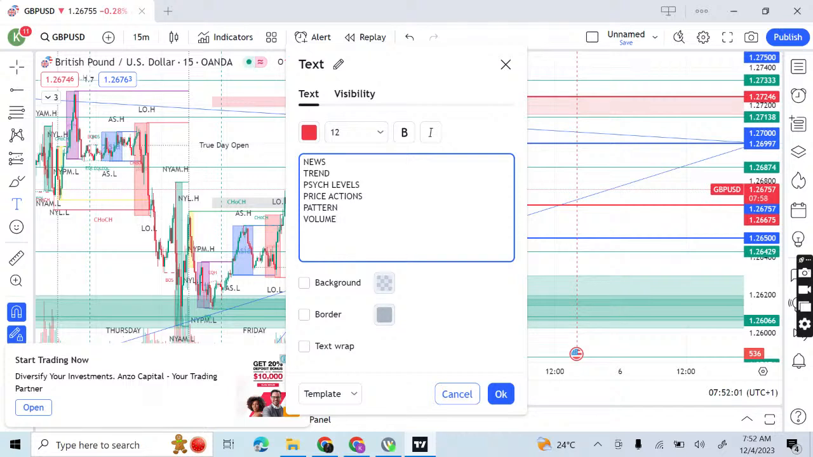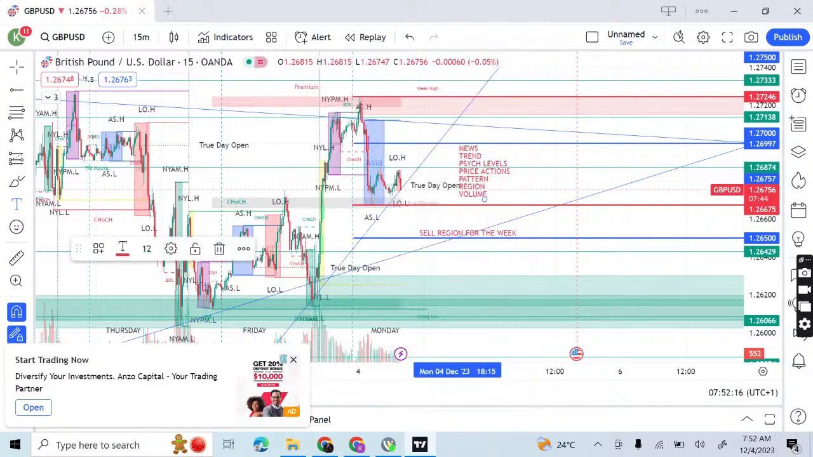There's one more factor: news, trend, psych level. Okay, so it's going to be region. So it's price on the sell region or on the buy region. If it's on the sell region, then we're going to be looking for long sells and short buys. If it's on the buy region, we're going to be looking for long buys and short sells. So those are the basics we're going to be using to make these entries.